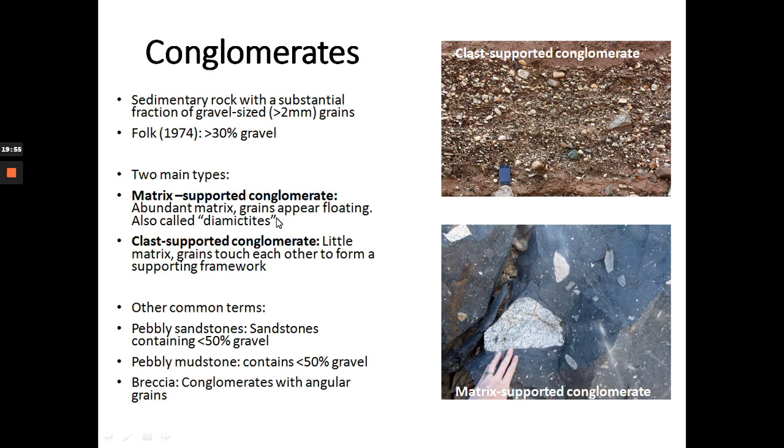All right. Other terms you might meet in the literature: pebbly sandstones, sandstones containing less than 50% gravel, pebbly mudstones like this one containing less than 50% gravel. You might also meet the term breccia. This is restricted to conglomerates with angular grains, but you can still call them conglomerates, right? That's the general name for them.